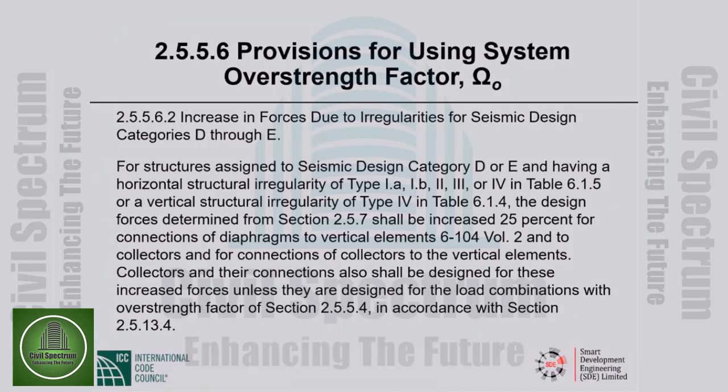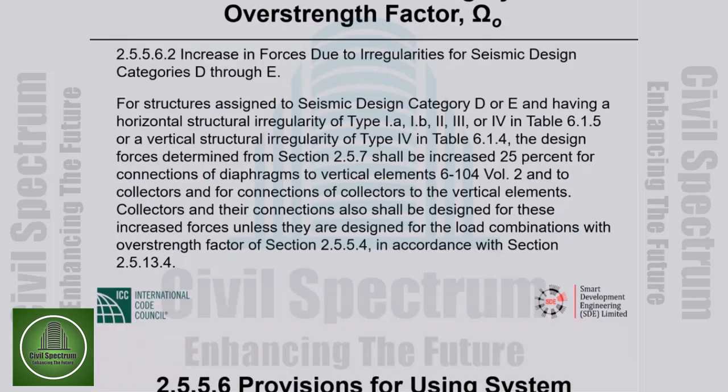Item number 2 is essentially misplaced. It talks about 25% increase in the design forces for certain diaphragm elements that we will look at repeatedly when we go to our discussion on structural irregularity. Okay, so they put it in here for reasons unknown to me. This is not application of load combination with overstrength factor.